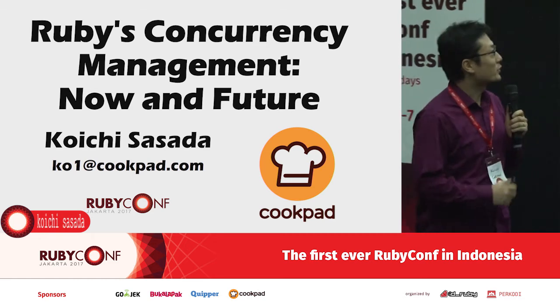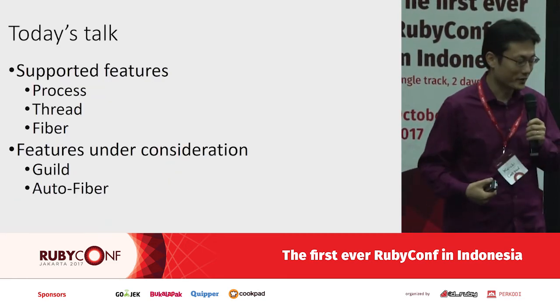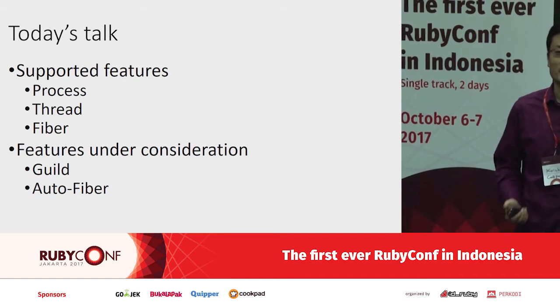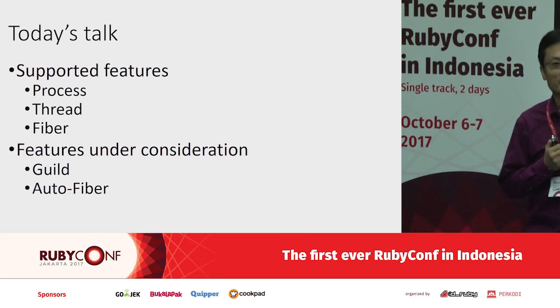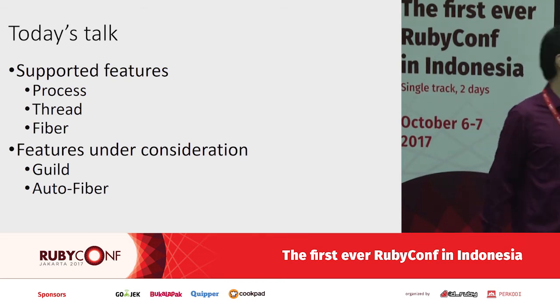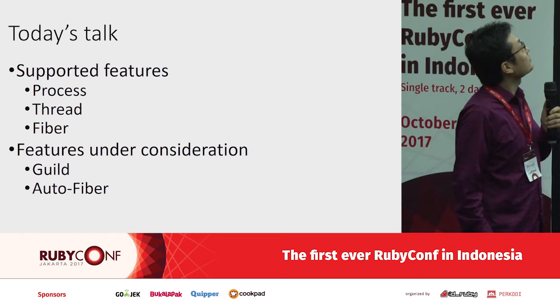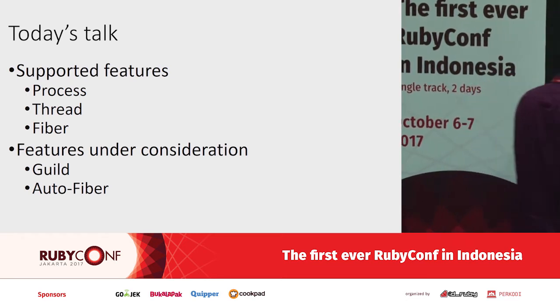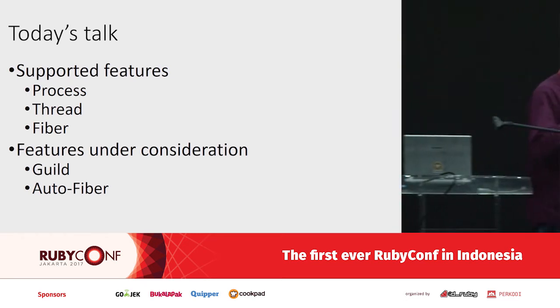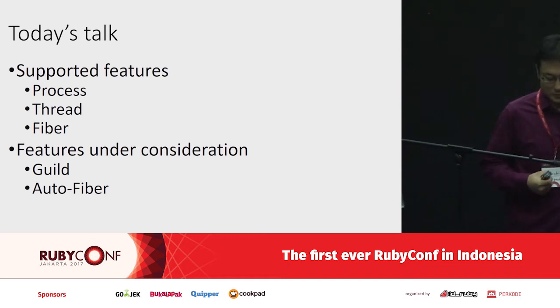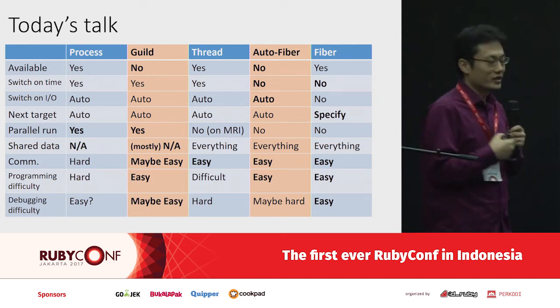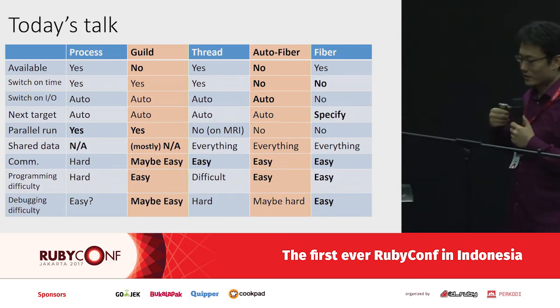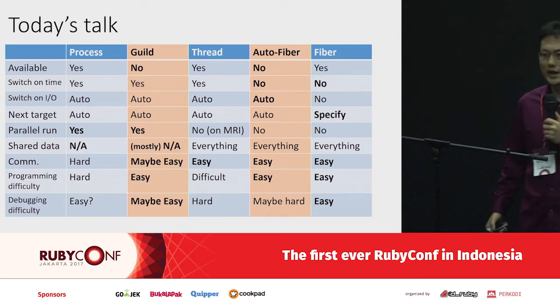My talk is about concurrency in Ruby. I have 18 pages of slides, so I need to skip many pages. Let's start. Ruby has several concurrency supports like process, thread, and fiber. We can already use them, and we are also discussing new concurrency features like guild and auto fiber.